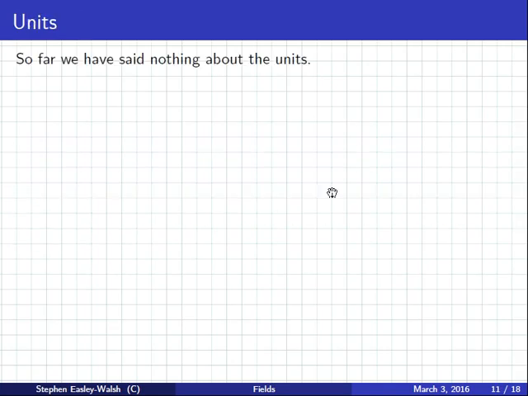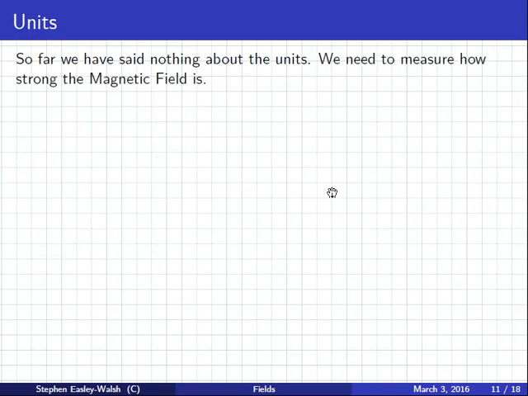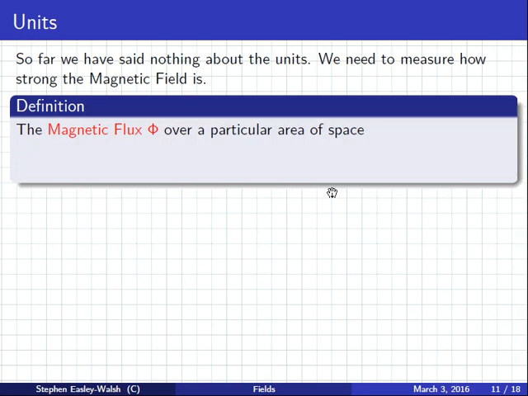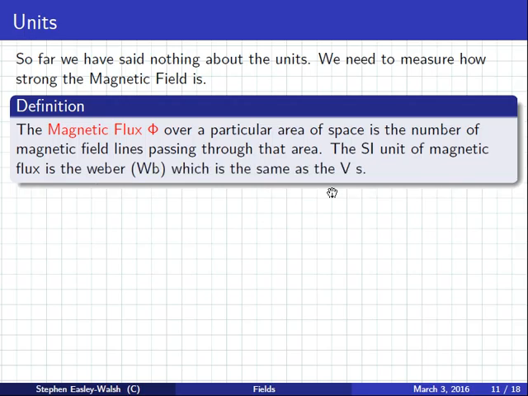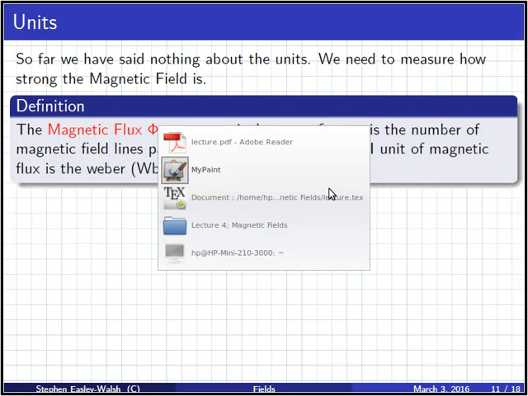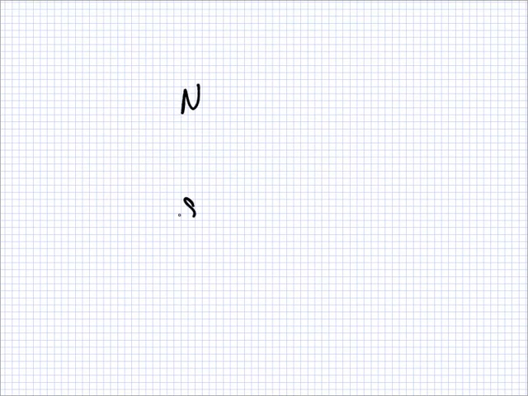Right, so far we haven't said anything about the units, you've noticed. I've just drew pictures and talked about fields. We haven't said anything about the units, so we need to talk about the units. So how do we measure a magnetic field? So we use something called magnetic flux. And the magnetic flux over a piece of space is the number of magnetic field lines through that area. And the SI unit is the Weber. So I'll just draw that, just so you're clear. So for example, here's north, here's south.